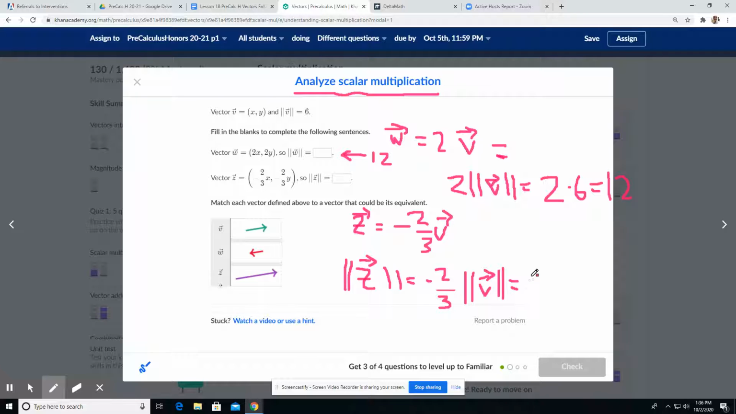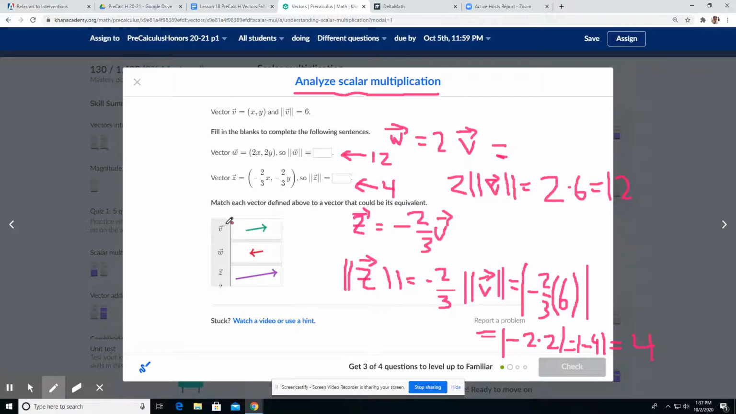So your answer is always going to be some sort of absolute value answer, or it's going to be a distance idea. So negative 2/3 times our magnitude of v, which is 6, is equal to, the 3 and the 6 reduce into 2. So it's the absolute value of negative 2 times 2, which is equal to the absolute value of negative 4, which is equal to positive 4. All right. So I found out that the magnitude of z is positive 4.